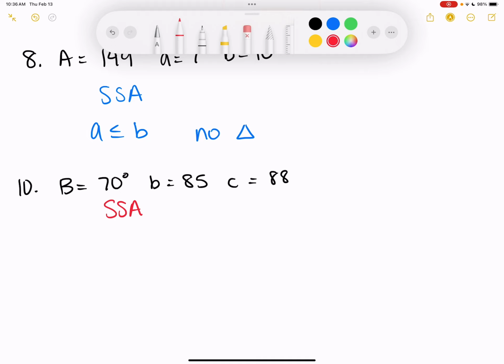So I'm going to find h. h equals something sine. Whatever the angle is, so this is sine of B, then the other side has to go with it. So 88 sine of 70. And tell me what that is.